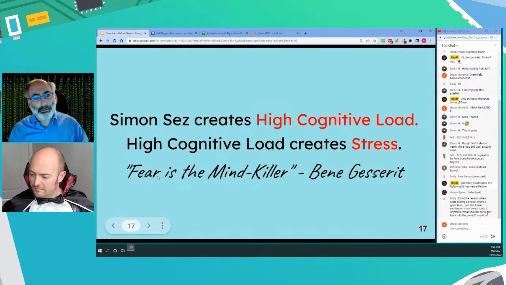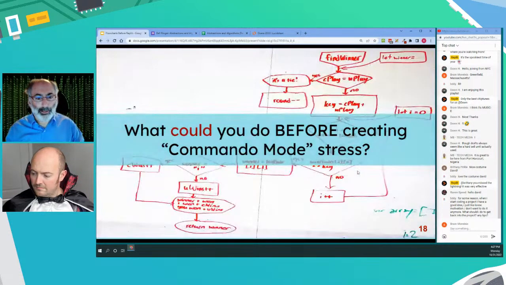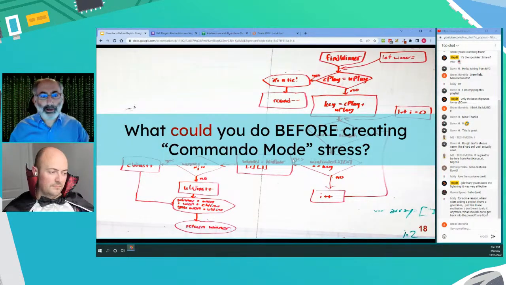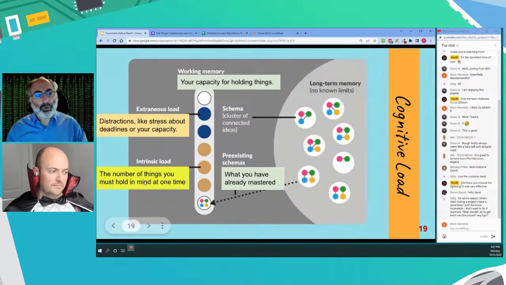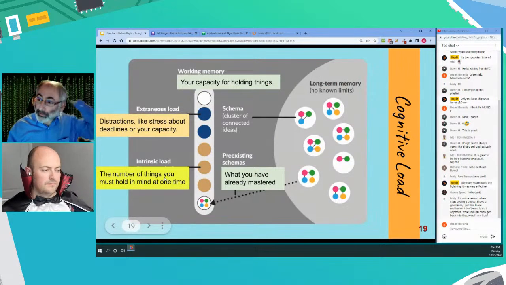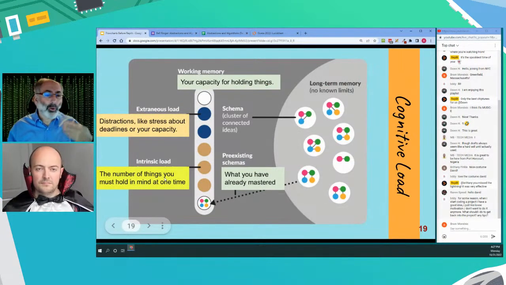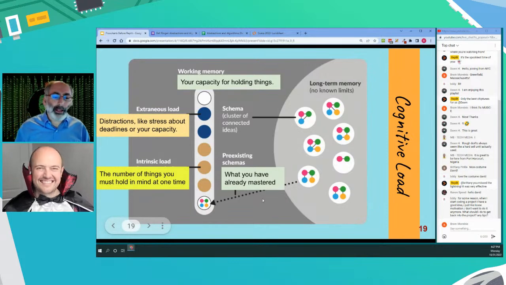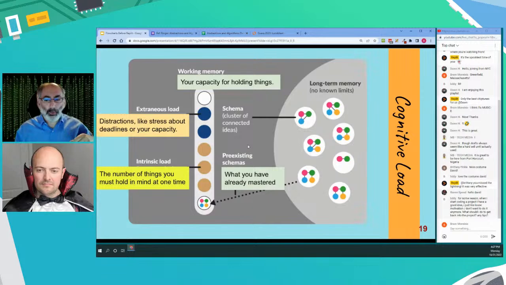Mm-hmm. So fear is the mind killer. You can't think well when you're stressed, unless some people can. So before creating that kind of stress, you can remove the number of things you have to hold in your mind at one time. If I'm just a beginning coder, I don't have the fluency to find the curly bracket on my keyboard. So maybe I could not worry about all that syntax and just focus on what are the steps I'm going to do in what order.